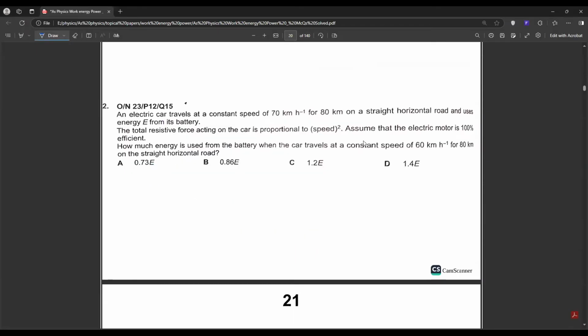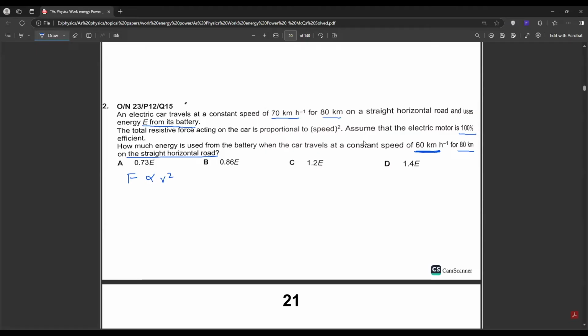An electric car travels at a constant speed of 70 km per hour for 80 kilometers on a straight horizontal road and uses energy E from its battery. The total resistive force acting on the car is directly proportional to speed. Assume that the electric motor is 100% efficient. How much energy is used from the battery when the car travels at a constant speed of 60 km per hour for 80 kilometers on a straight horizontal road?